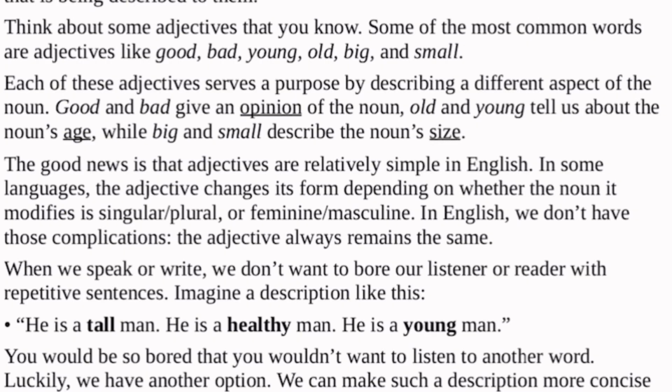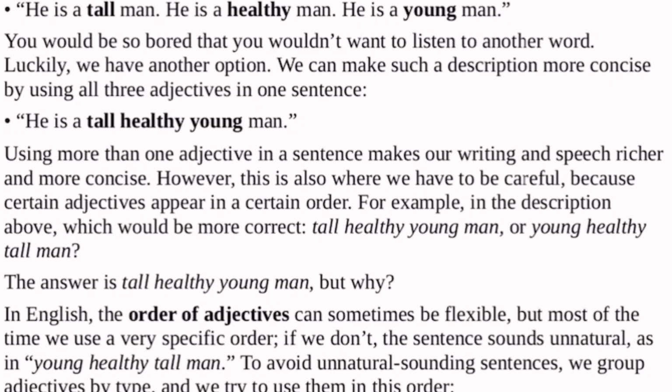When we speak or write, we don't want to bore our listener or reader with repetitive sentences. Imagine a description like this. He is a tall man. He is an elderly man. He is a young man. This is repetitive. You'll be so bored that you wouldn't want to listen to another word if somebody is talking to you like this. So we have another option in the English language, and that is what is called order of adjective. Since you are using the 3 adjectives, tall, healthy, and young, to describe that man, there is a way that you can write the 3 sentences in one. And that is, he is a tall, healthy, young man.